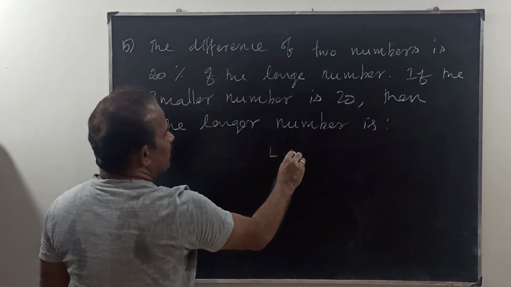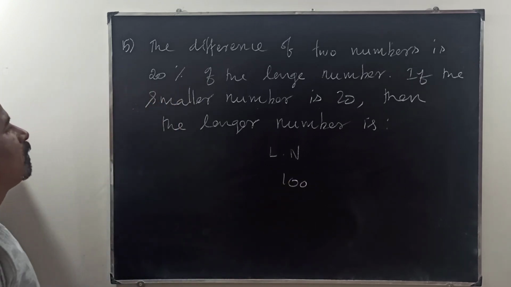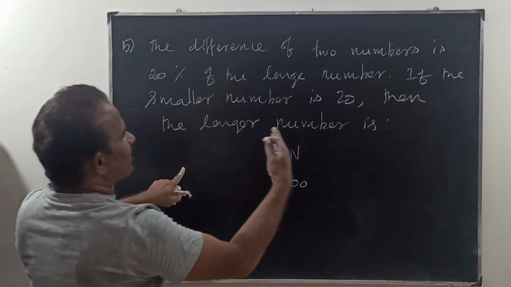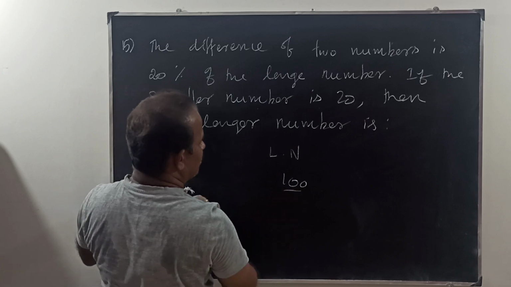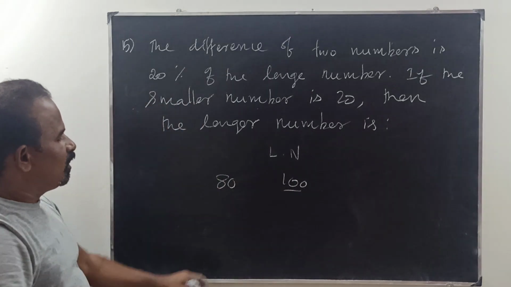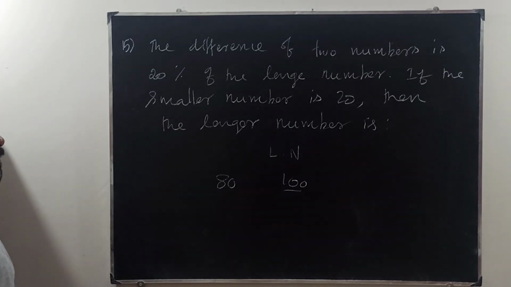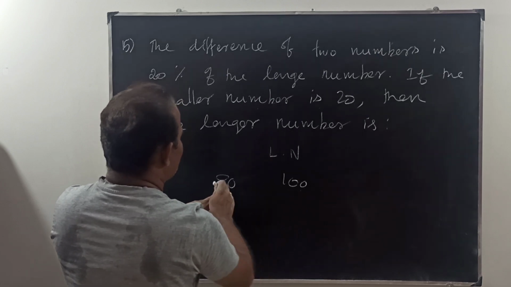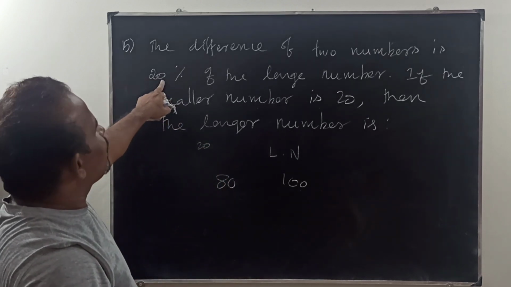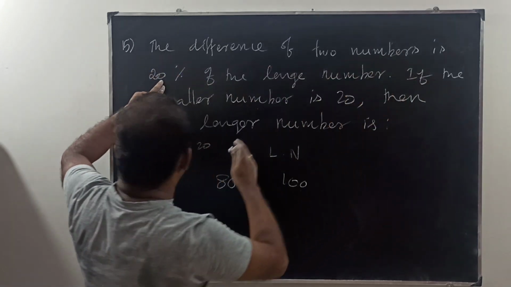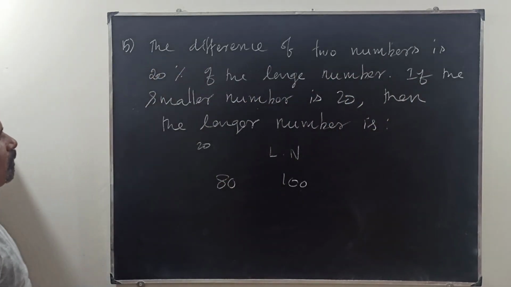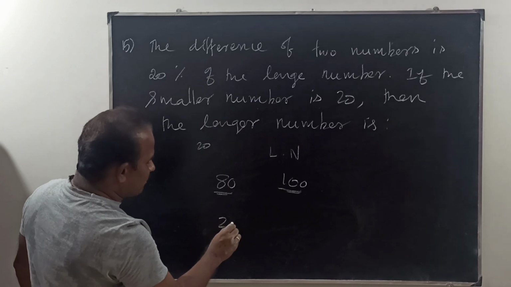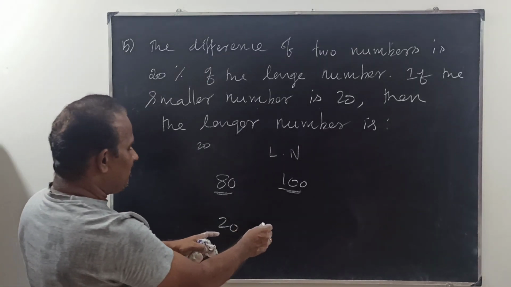Suppose the larger number is equal to 100. If the difference of two numbers is 20% of the larger number, what is 20% of the larger number? It is 20. But the difference is 20, so the smaller number must be 80. Okay, the difference of two numbers is 20, and 20 is nothing but 20% of the larger number. Suppose the smaller number is 20. What will be the larger number?